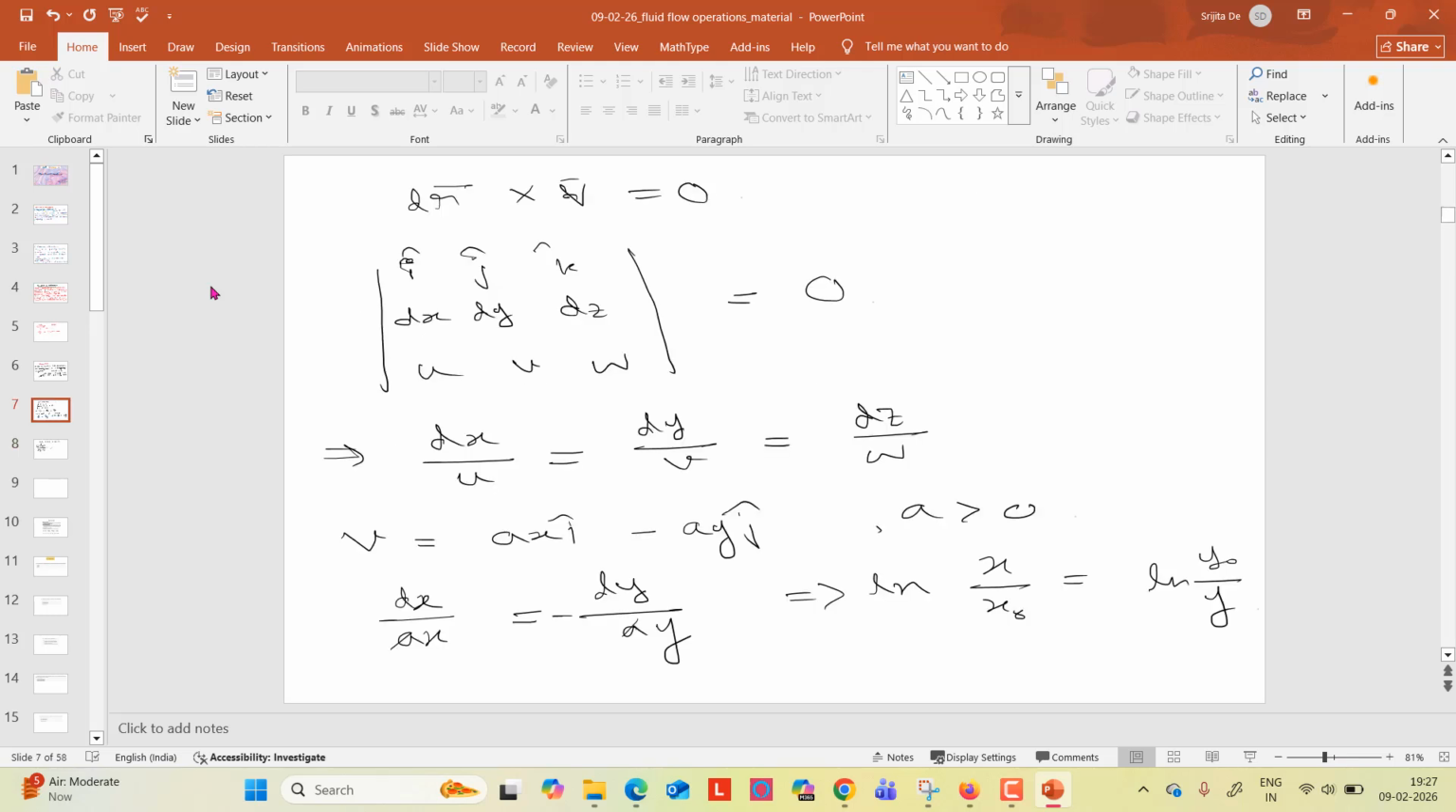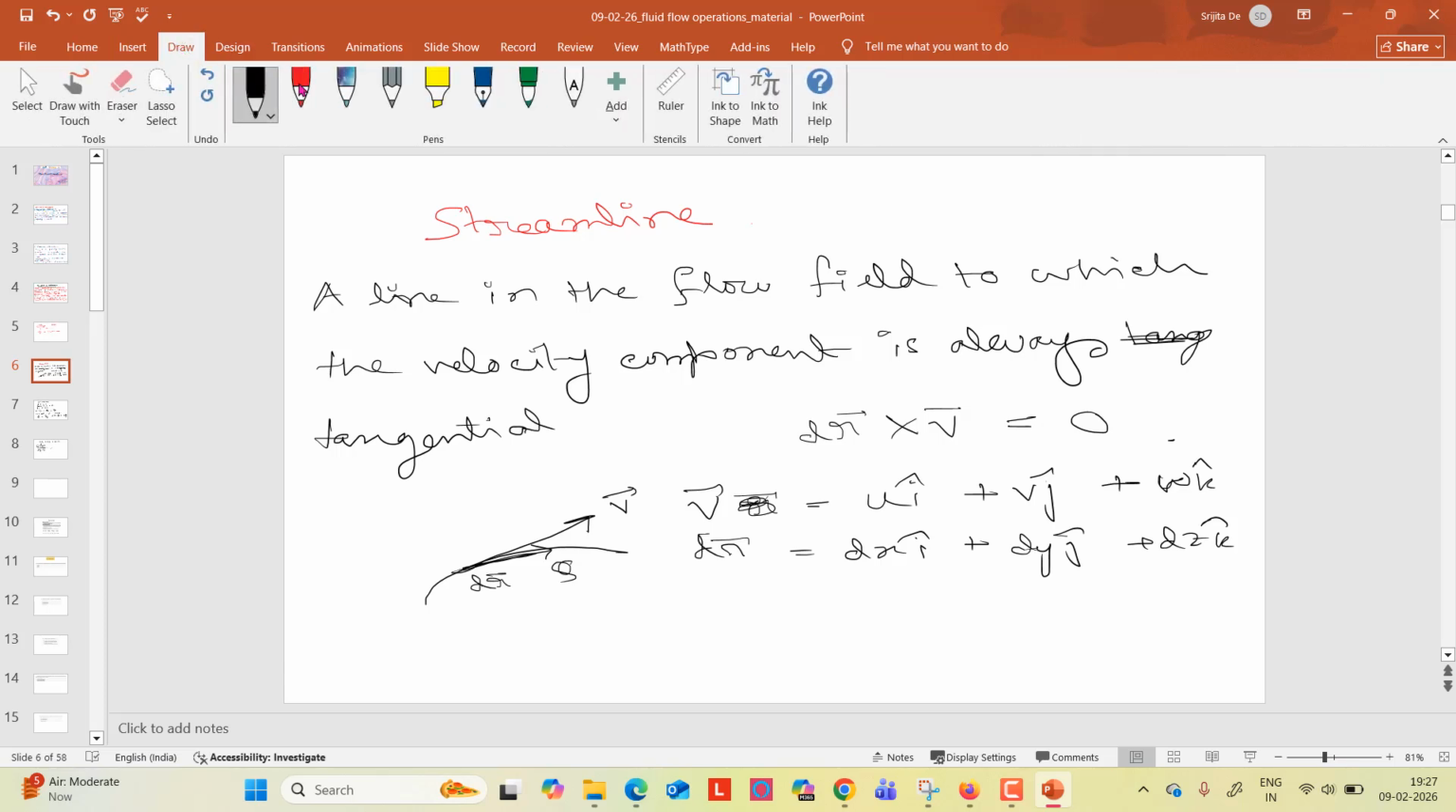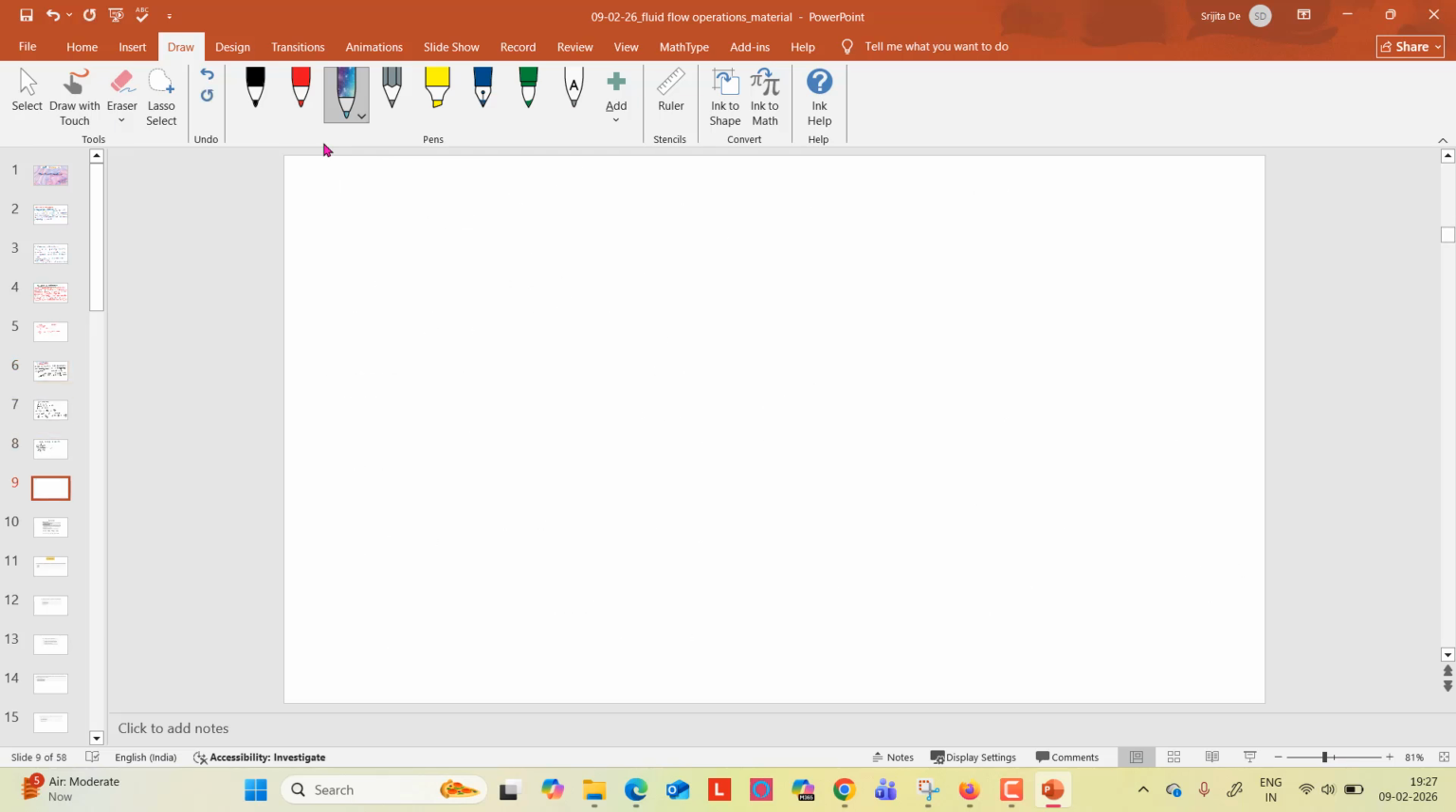So these are all flow visualization. You can call it flow visualization. So four types of flow visualizations are there. First one is the streamline. Second one is the path line. Okay, so what is a path line? This is the actual trajectory followed by a fluid particle.